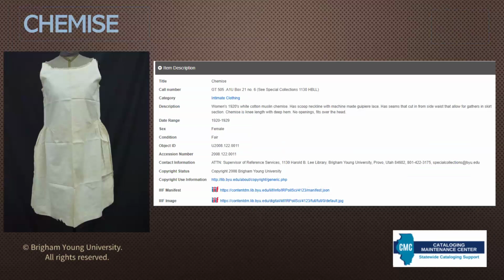All right, this next item is a chemise, and it looks like it was folded up for quite a while. And all of these pictures I got from the Brigham Young University website, so I wanted to make sure to mention that.